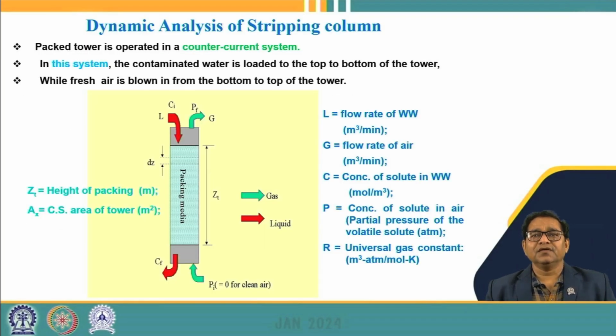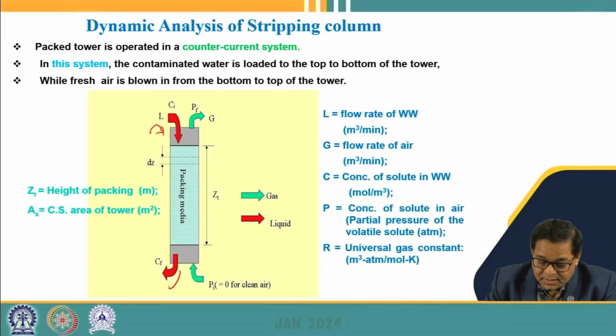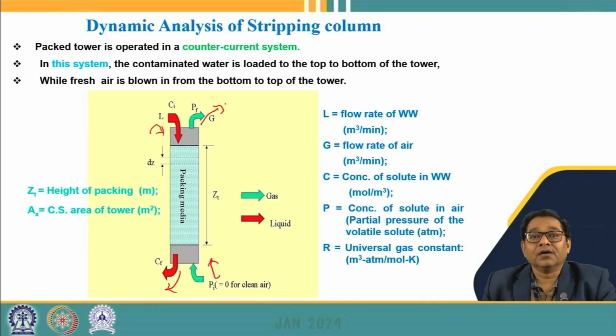So similar to our equilibrium analysis, here we will be learning about the dynamic analysis of the stripping column. This basically considers a counter current flow system. In this system, the wastewater enters from the top and comes out from the bottom, whereas the air is inserted from the bottom of the tower and comes out from the top of the column. So it's like a counter current system.